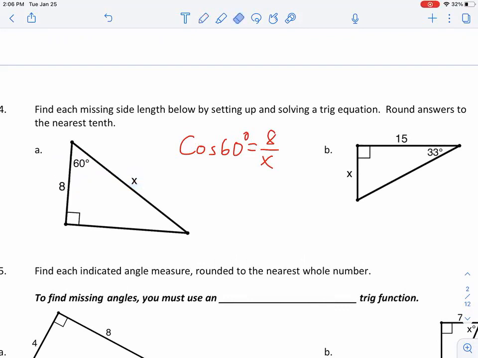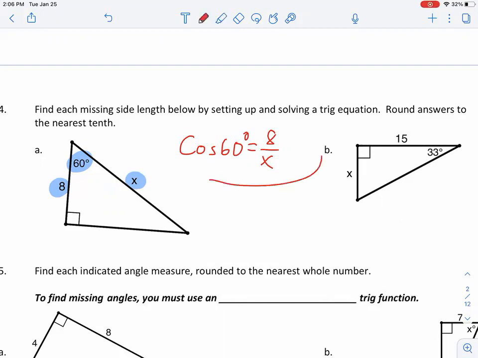Again, in reference to this angle, I did the cosine of 60 is the adjacent, which was 8, over the hypotenuse, which was x. Now, how did I know to use the cosine? Because 8 was adjacent and x was the hypotenuse. If they were in different places, I would use a different function.